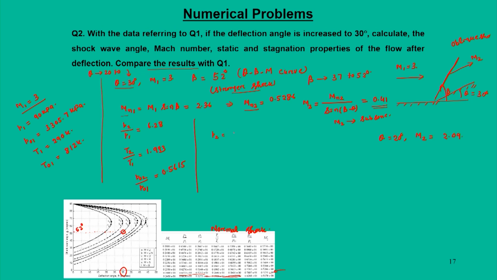So, this will give you P2 is equal to 562.5 kilopascal, T2 is equal to 578 Kelvin, P02 is equal to 1856 kilopascal.